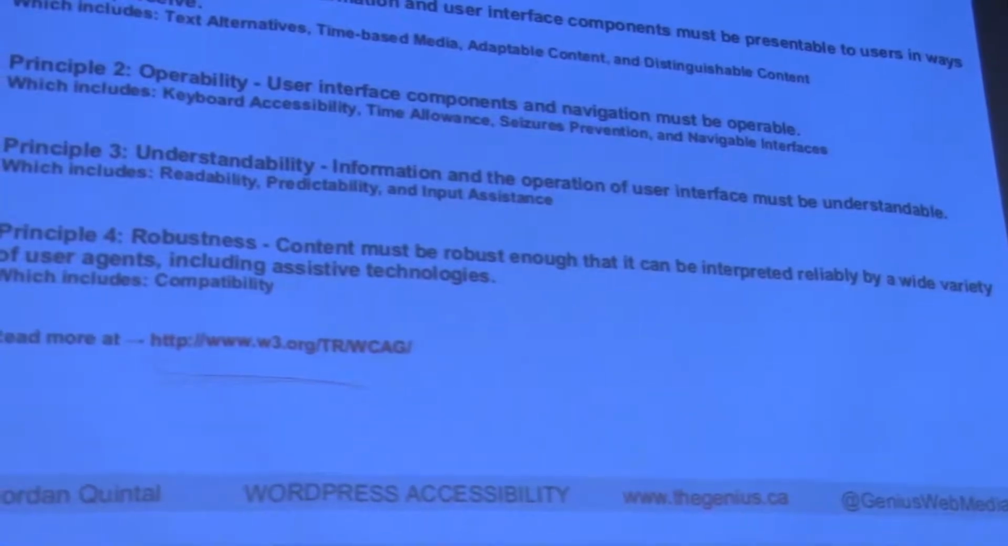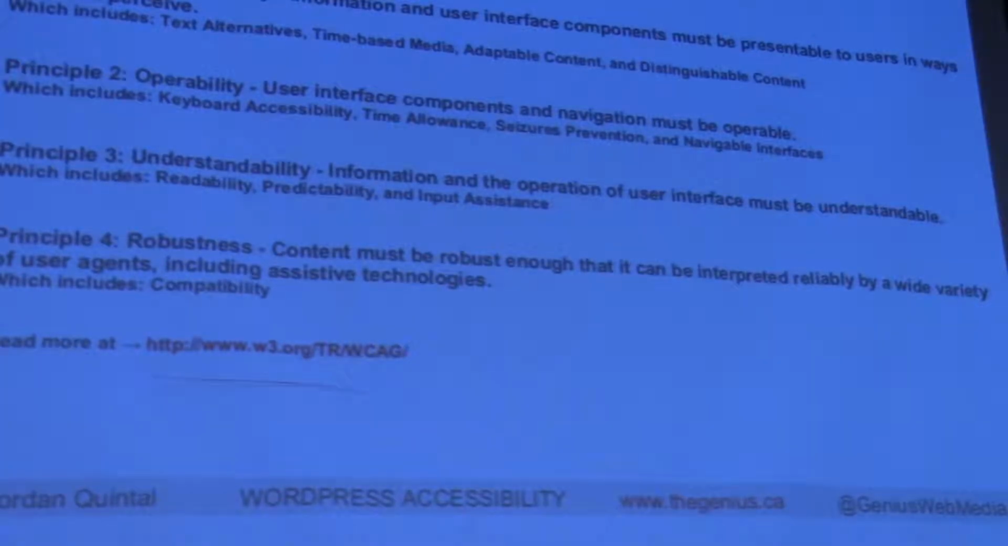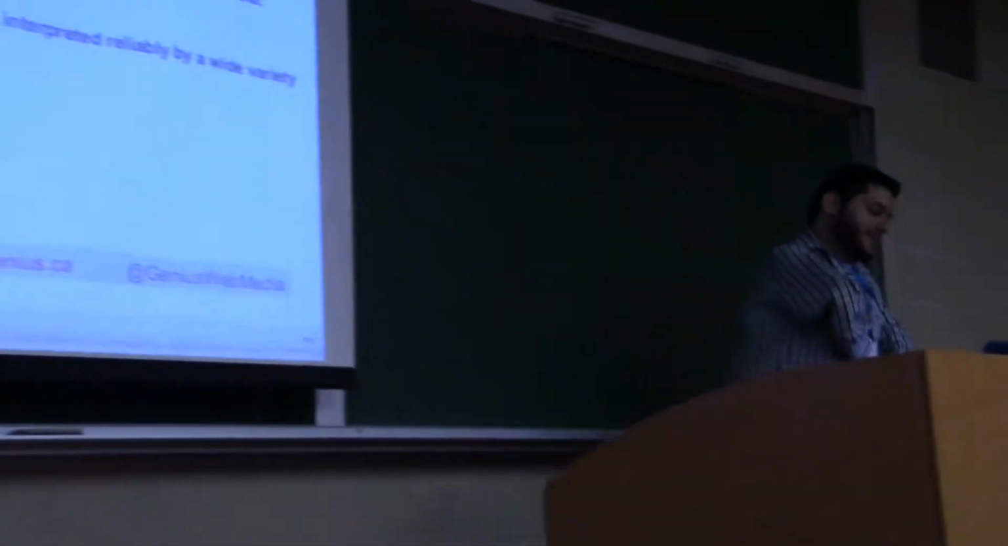The third principle is understandability, and that's going beyond the first principle, which is understanding what you're looking at. Obviously, you need to be able to know the information that's actually on the site. It's not only what components are on the site, but what those components actually say or do.